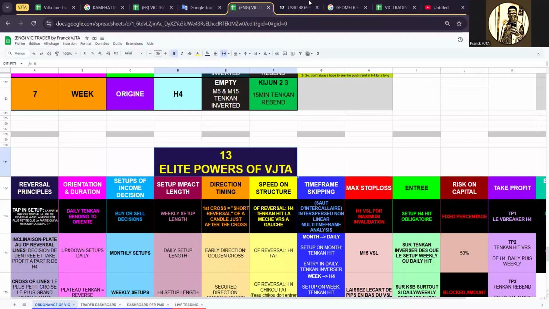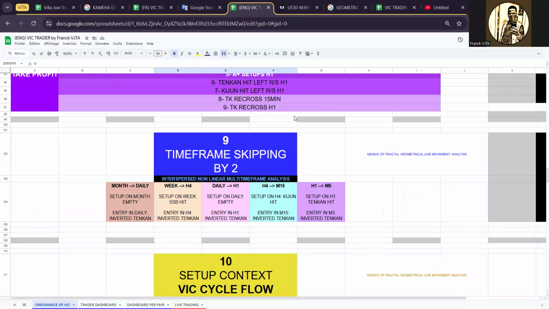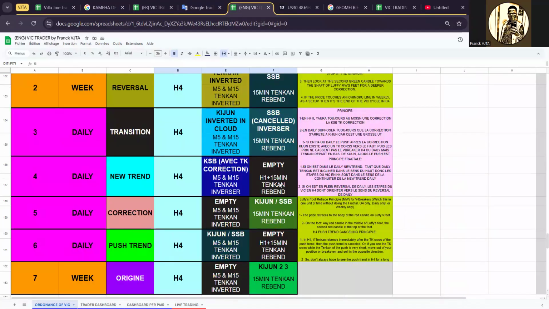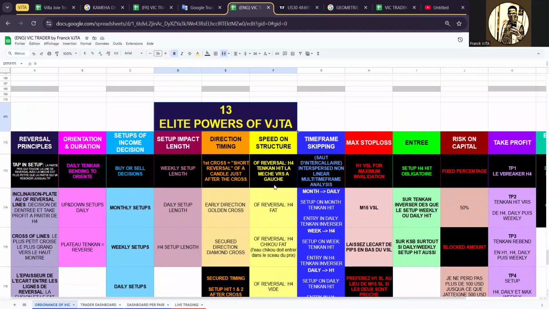So now let us talk about the power of Vjta. We are still in this same document. I need to go back to the top side. We are still in this same document and the last point. So I renamed the tab here with the name Ordinance of Vjta Ichimoku, like the former ordinance.